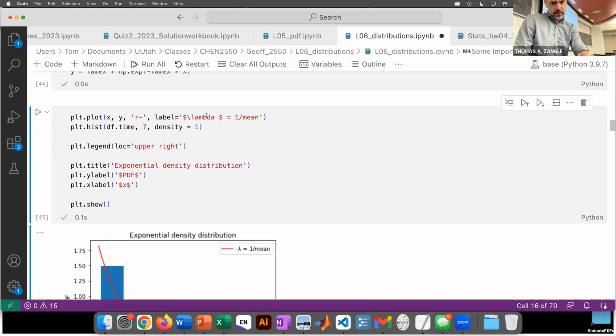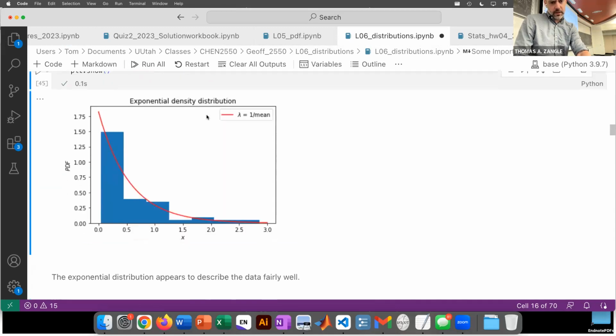It's telling us that we expect to see most of our events, for example, between 0 and 0.4 milliseconds. Is there something about this plot that doesn't look quite right?